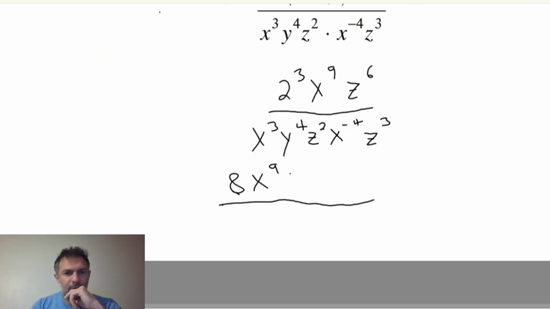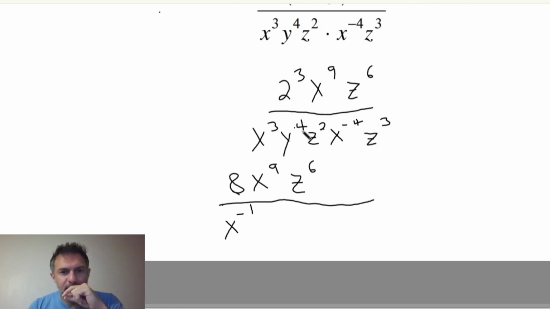I'm going to rewrite everything on top as is. I have x to the 3rd power and x to the negative 4th power. Well, I have 3 plus negative 4. Remember, if we multiply, we add exponents. So I have x to the negative 1. That's 3 plus negative 4.